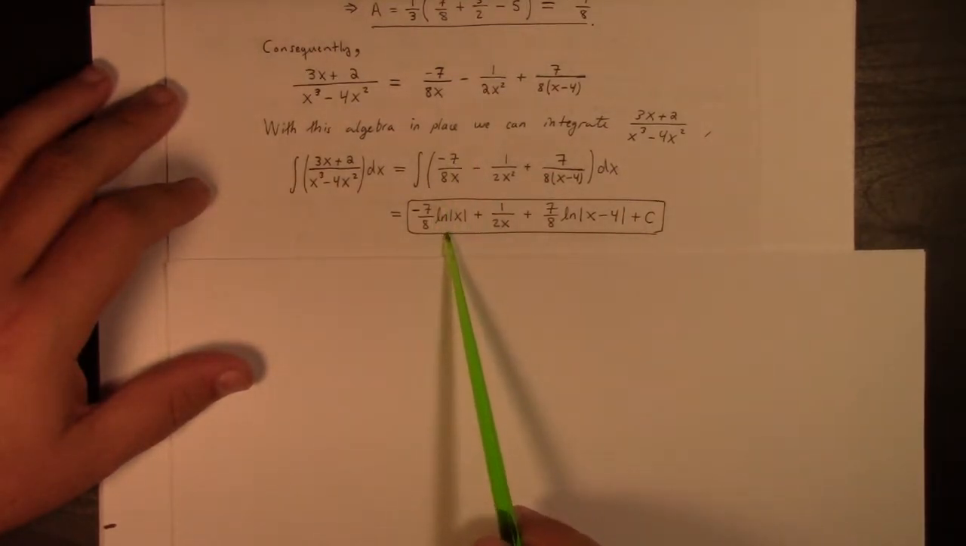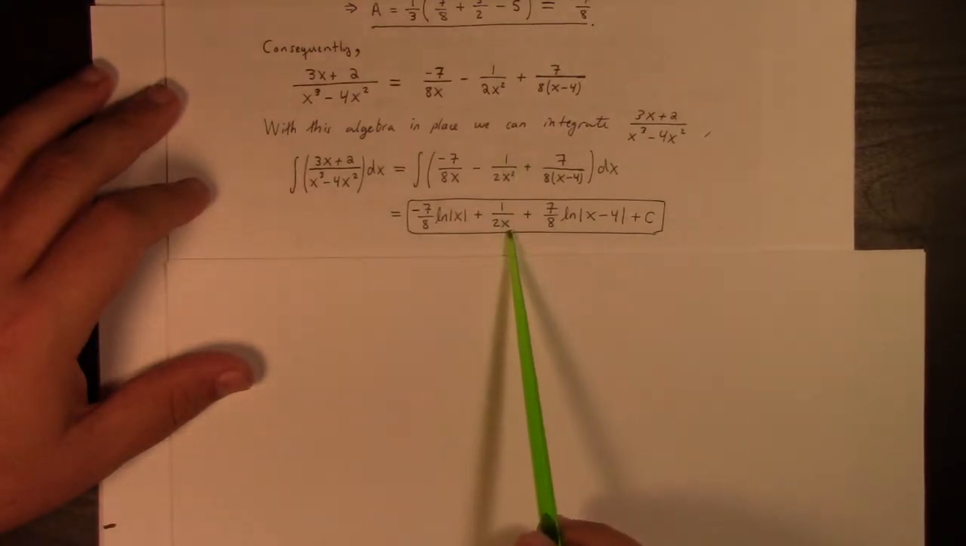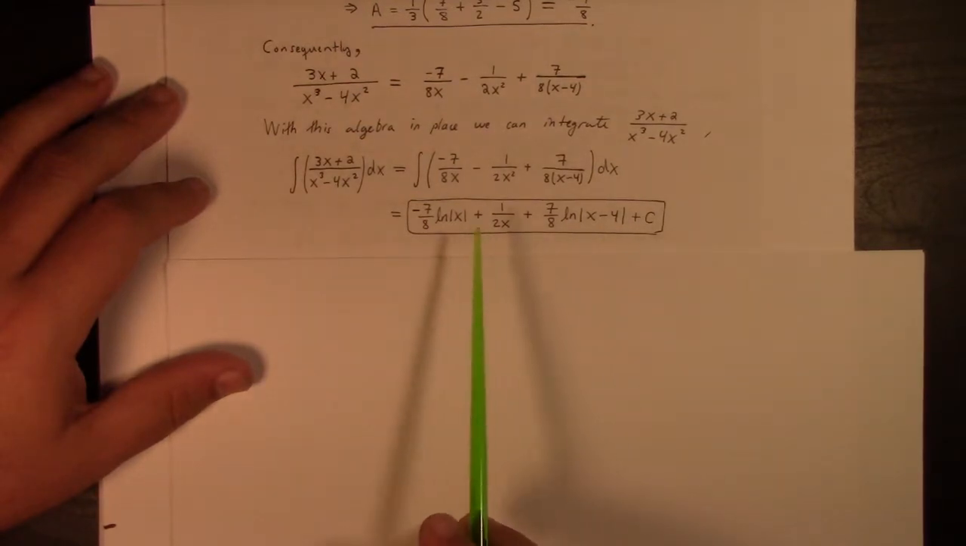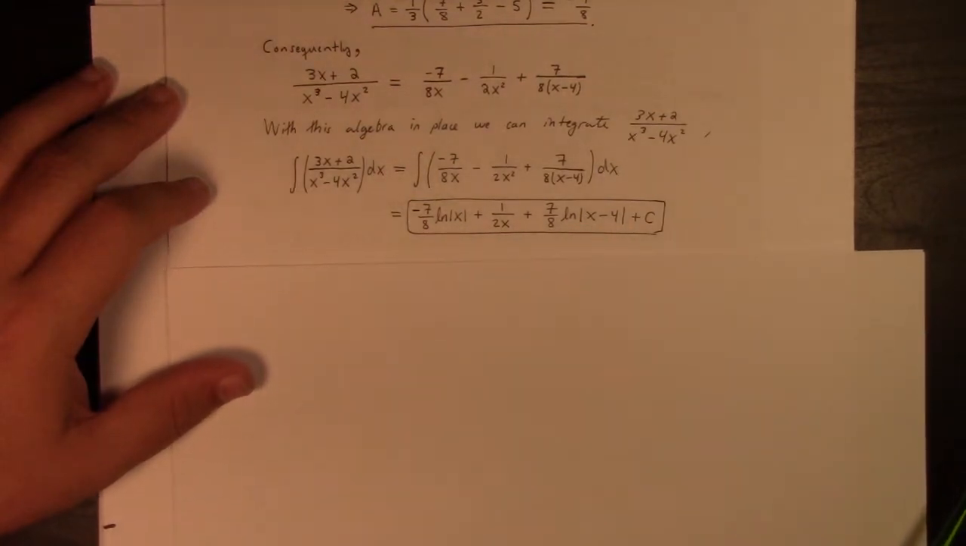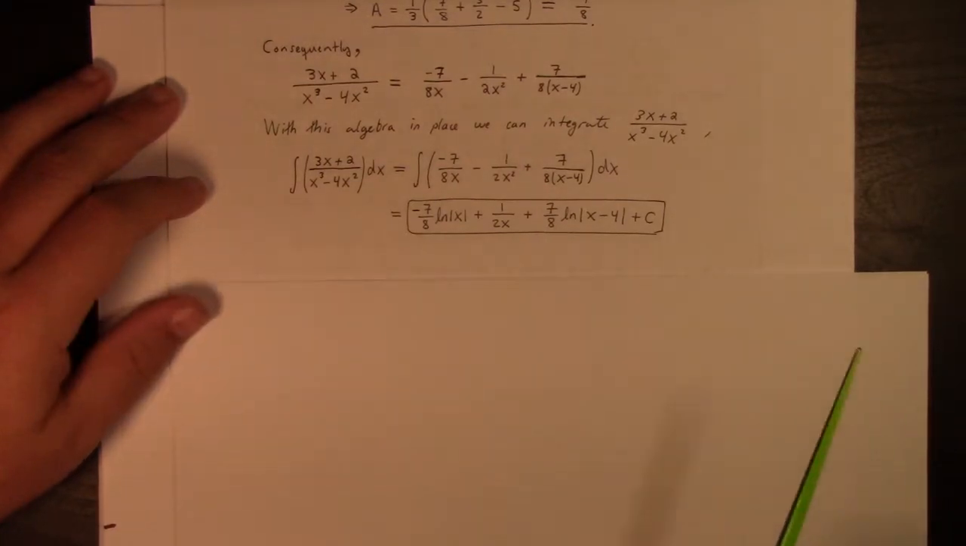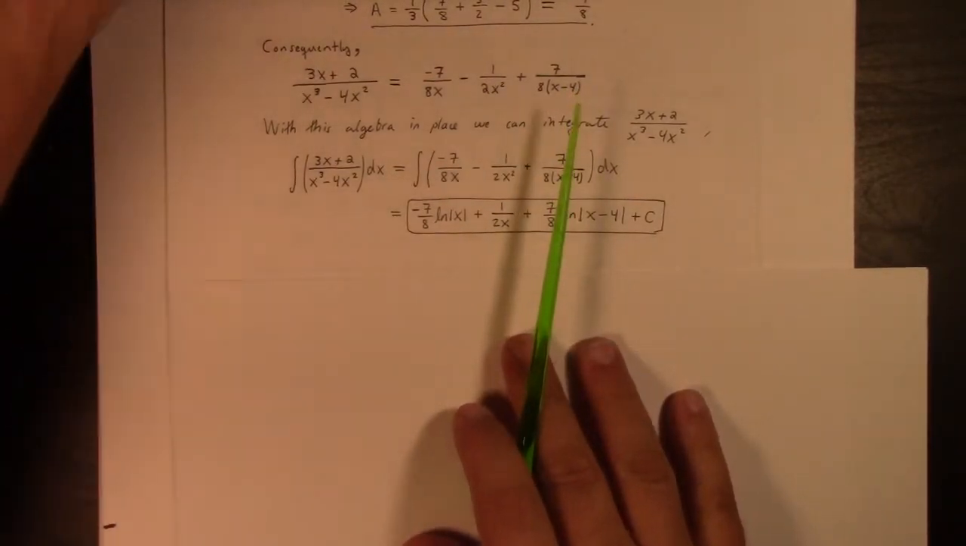So minus 7/8 natural log the absolute value of x. This integrates to 1 over 2x, and this integrates to 7/8 the natural log the absolute value of x minus 4. The absolute values are important. Do not forget to put absolute value there. If you put parentheses, your instructor really should take off points. Just saying, it matters. All right.